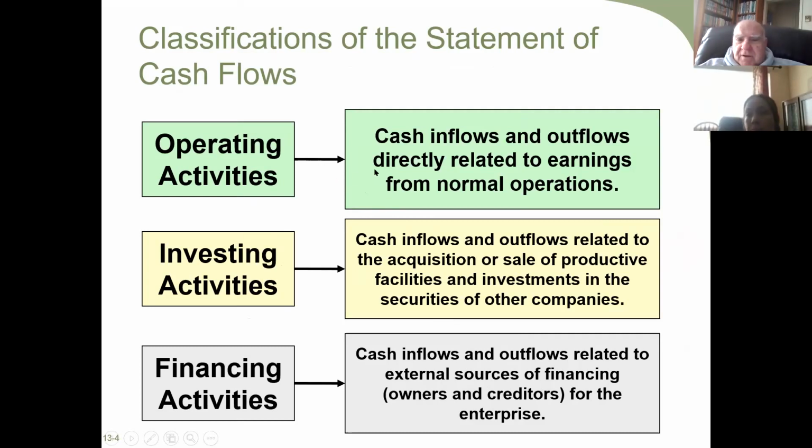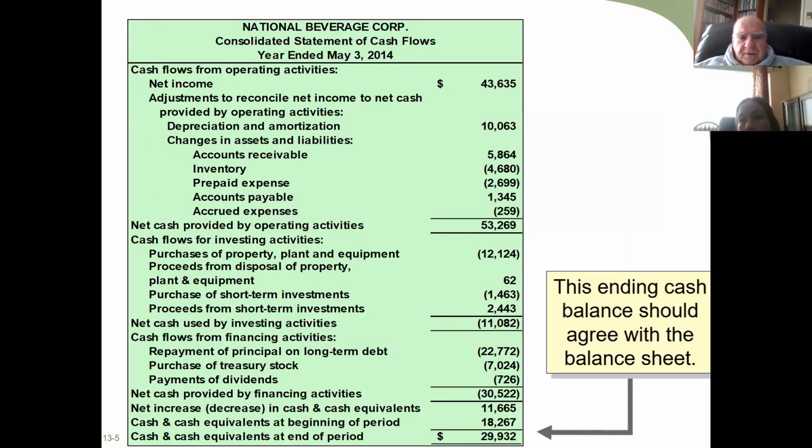And this is what we were just babbling about. Operating activities, operating cash flow related to the normal business. Anything related to selling soda is operating. Investing related to productive facilities. That's a fancy way of saying fixed assets and buying stock in another company. And then you have financing, which is borrowing.